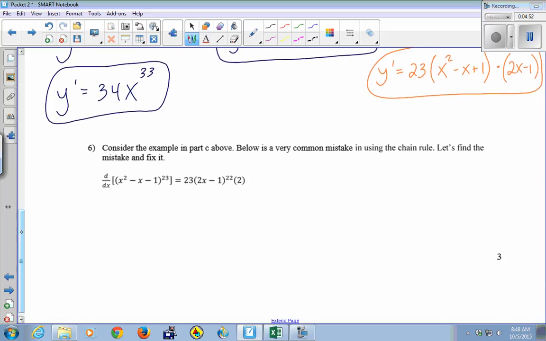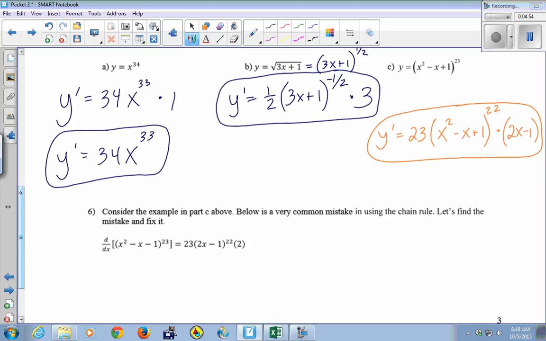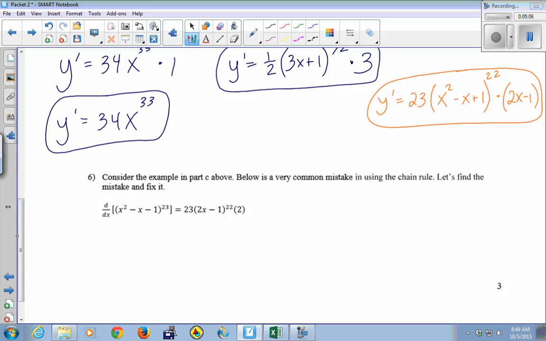All right, so if we look at part C, same problem. Here's a very common mistake that's made in doing the chain rule. So let's find the mistake and try to fix it, right? So we know the real answer up here. We brought down the 23, you copy the stuff, you reduce the exponent by 1, and then you multiply by the derivative of the stuff.